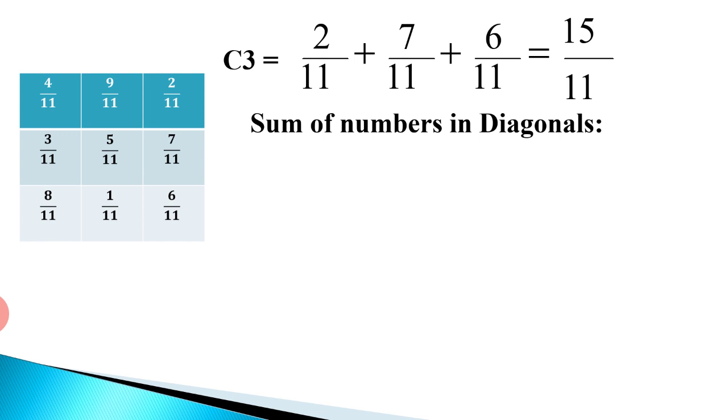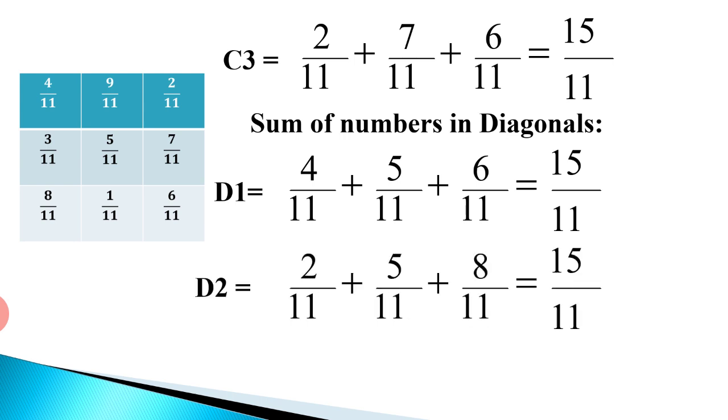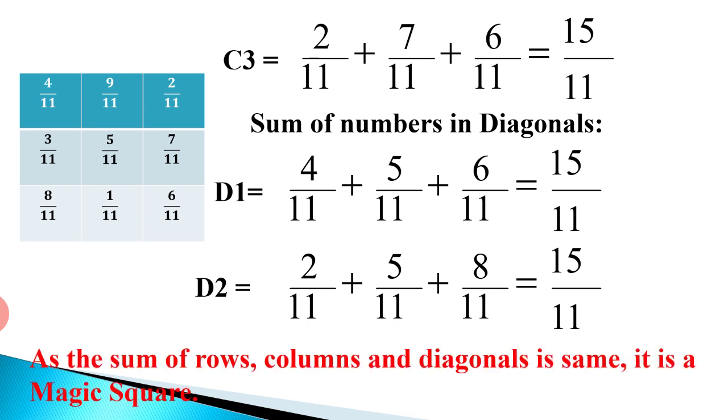Then remains diagonals. Now which are the numbers in diagonals? So 4 by 11, 5 by 11 and 6 by 11. So again it comes out to be 15 by 11. And now last one we need to check, that is D2. Again coming 15 by 11. So yes, 2 by 11, 5 by 11 and 8 by 11. Again it is coming to be 15 by 11. So in all the cases we got sum to be 15 by 11. So can we say it is a magic square? As the sum of rows and columns and diagonals is same, it is a magic square.